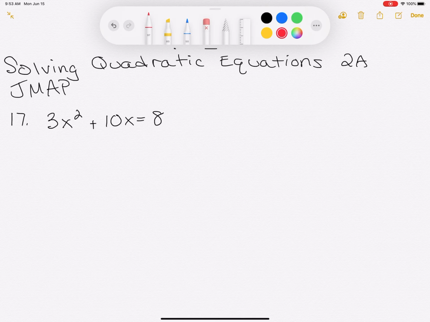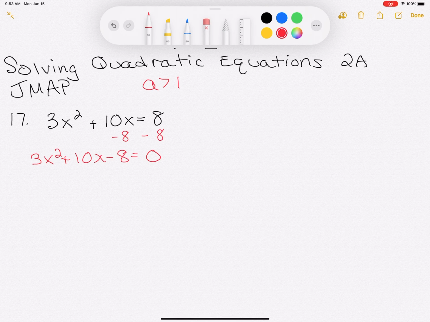We have a quadratic equation here with an a, or leading coefficient, greater than 1. And it also is not set equal to 0, which is necessary. So we're going to start this right from the very beginning. And because it's not set equal to 0, I'm going to take that 8 and move it over to the other side. So now I have my quadratic equation equal to 0.